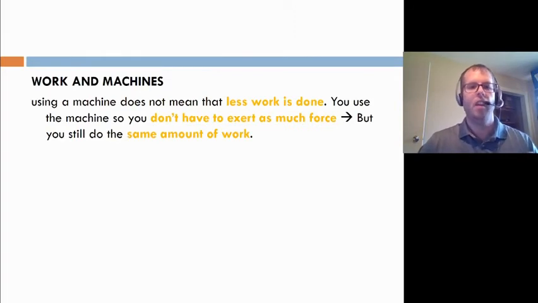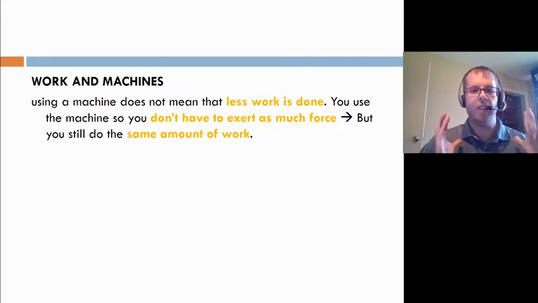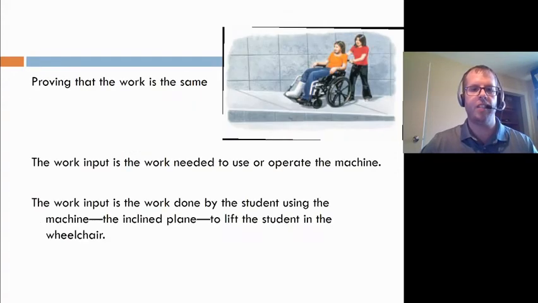All right. So back to work and machines. Using a machine does not mean that less work is done, but you use the machine so you do not have to exert as much force, but you still do the same amount of work. Typically it's for force advantage, but like we talked about with the bicycle, sometimes you actually want a speed advantage. So it's either a force advantage or a speed advantage.